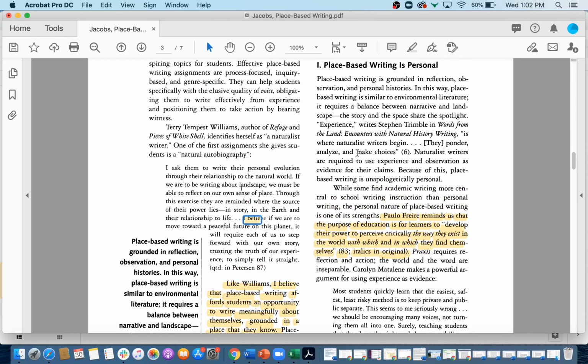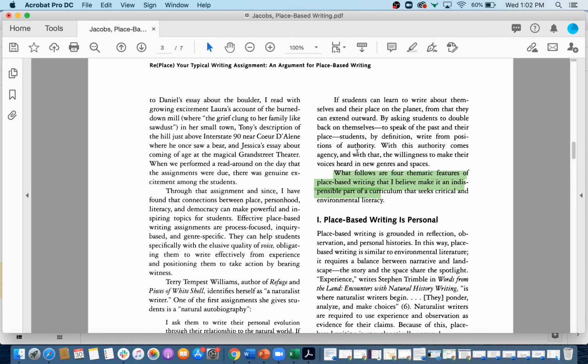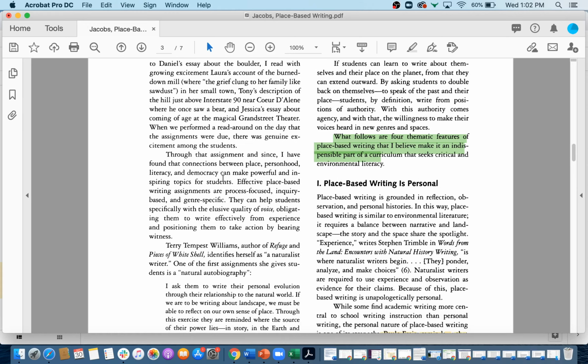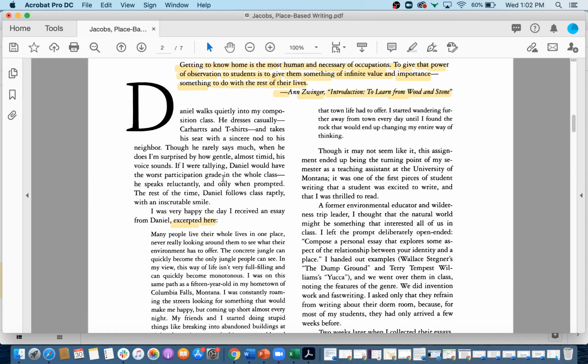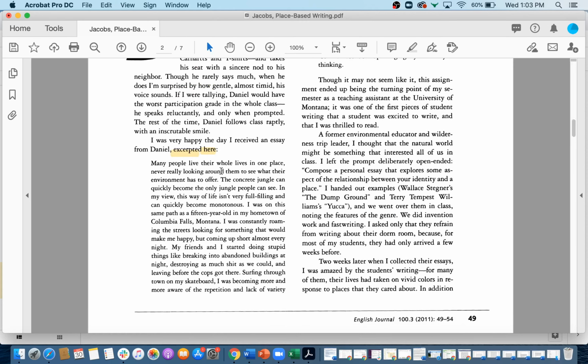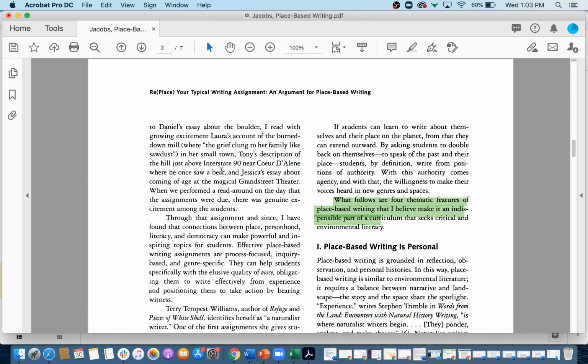I hope that this is making sense to you. It gives a sense of how Jacobs is using different sources to do different things, as examples, as argument. I also want to call your attention to how he's structuring this paper. So he has this nice introduction that's framed by what's actually happening in his own classroom.